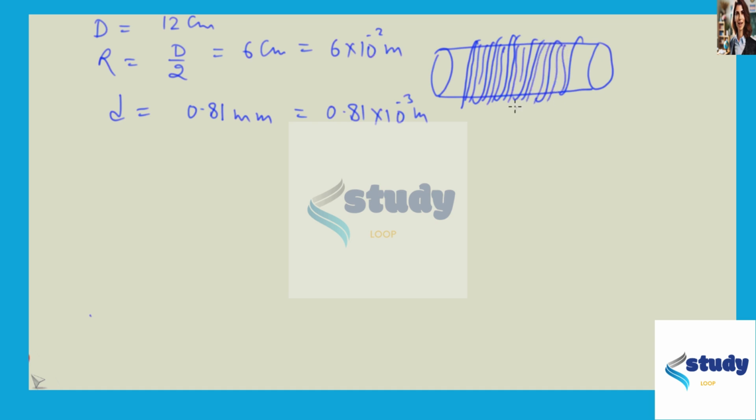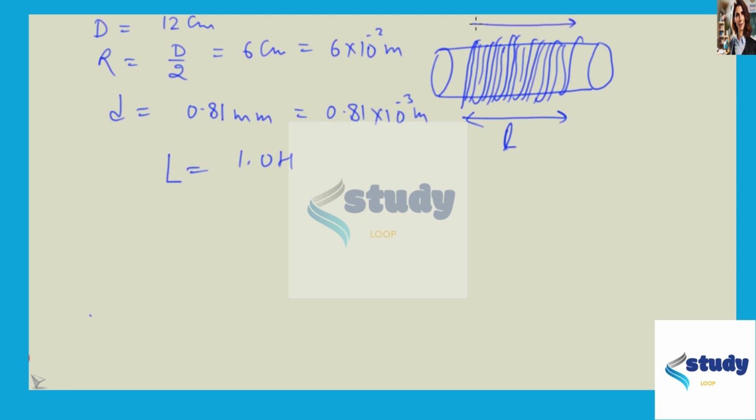So, if we consider the whole length of this solenoid to be small l, the capital L is given as the self-inductance of this solenoid, which is equal to 1.0 Henry. So if we consider the total length of the solenoid to be small l, then the number of turns N will be found as follows.